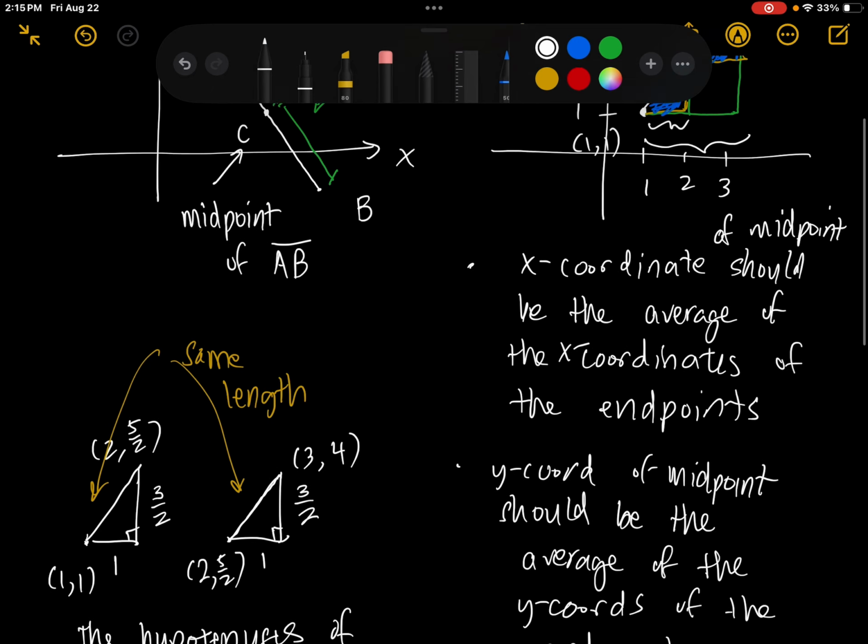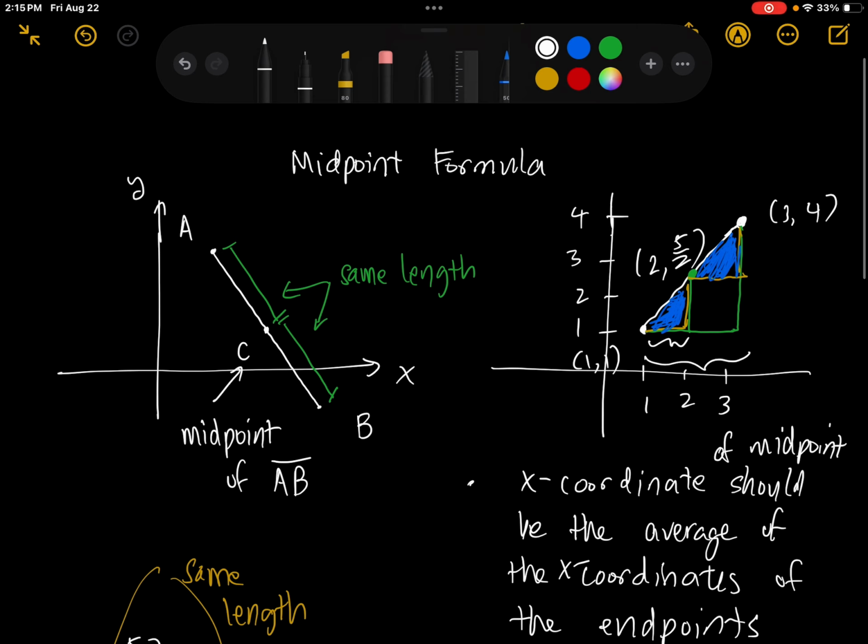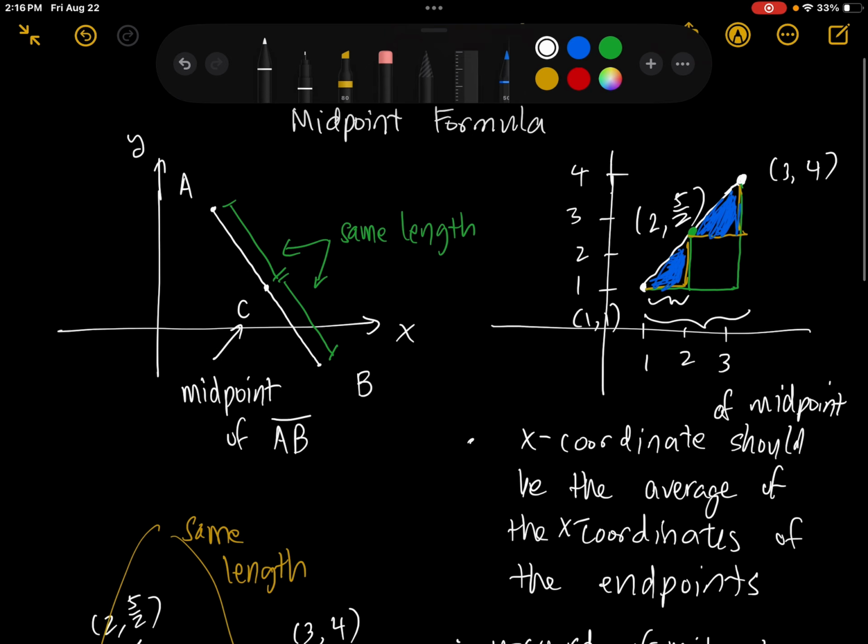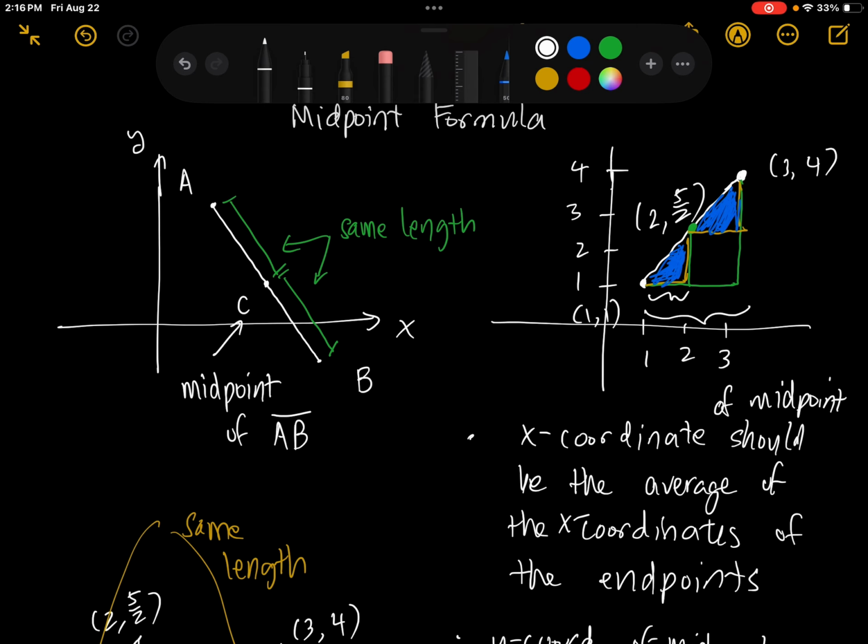Okay? Are we okay on what we did? Let's just summarize what we did. The question is, when you have two points, what's the point in the middle of the line segment? Our intuition suggests that you should take the change in x, take half of that and add it to the left endpoint, and then take the change in y and add half of that to the y coordinate of the left endpoint. That would tell you the midpoint. And that's the same as taking the average of the x coordinates and the average of the y coordinates.